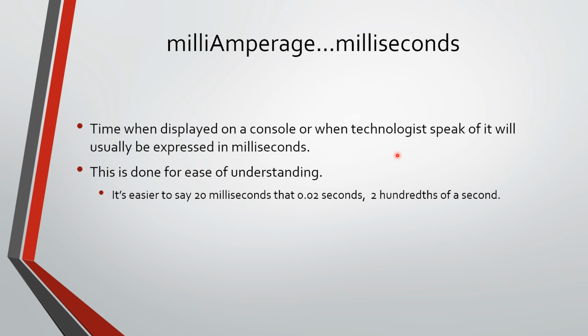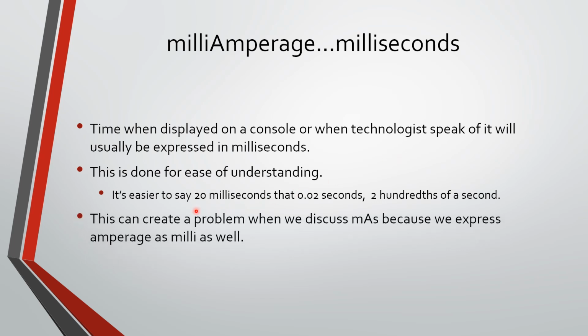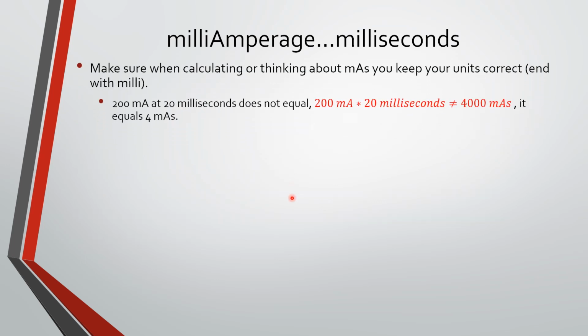We could say 2/100ths of a second also, which this 20 is effectively 20 thousandths of a second, okay? This right here can create a problem when we discuss mAs, because we express amperage as milli typically in the way that we're using it as well. So we're expressing two things in milli. So this can create a problem when we're doing a question. So make sure when calculating or thinking about mAs, you keep your units correct and you end with milli.